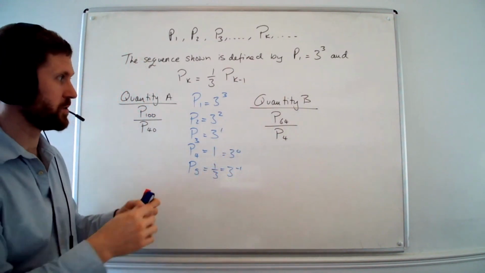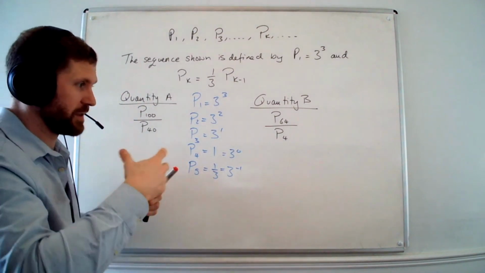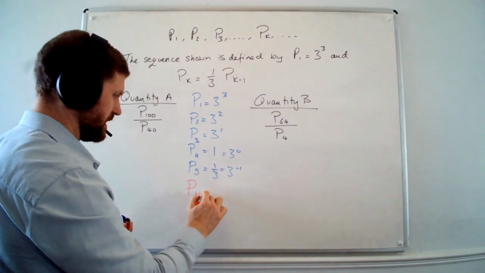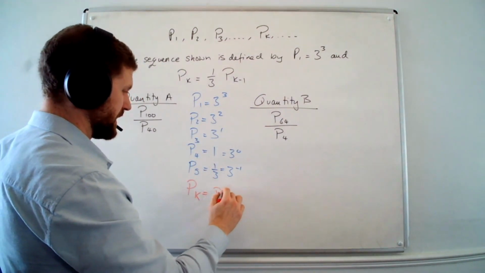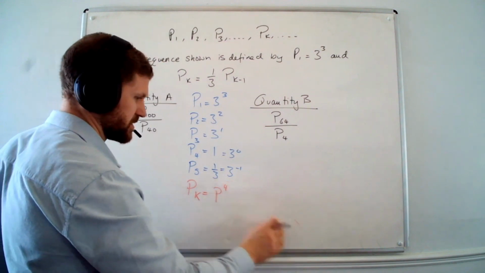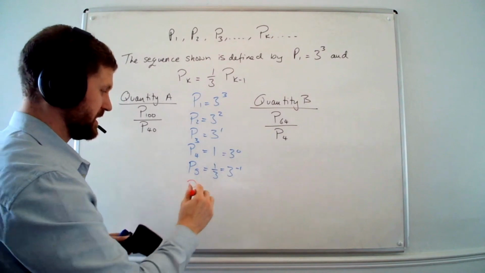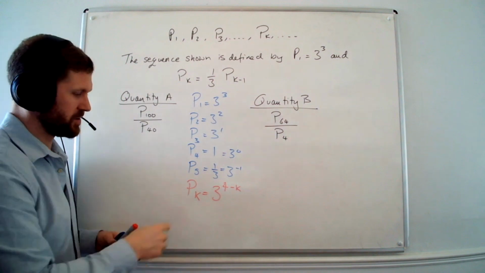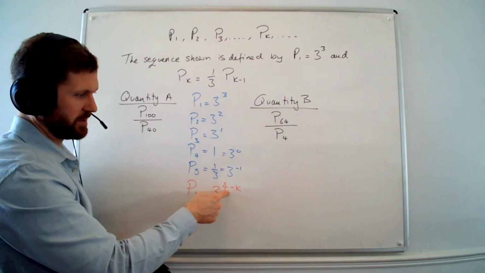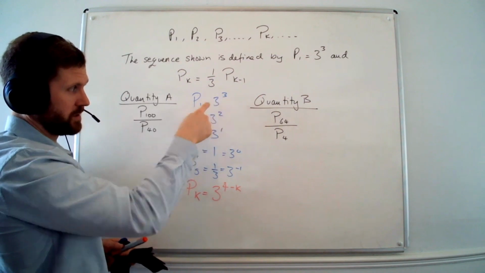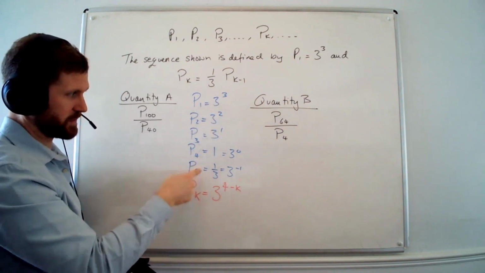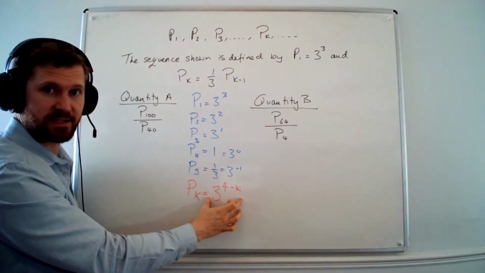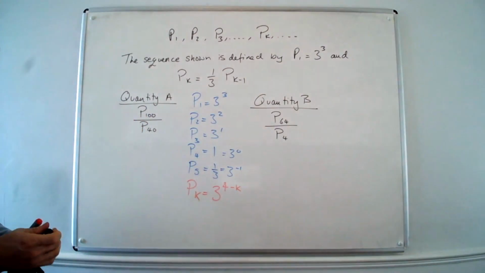All right, so what's going on here is I can figure out a general formula for this: PK is going to be 3 to the power of 4 minus K. Because when K is 1, 4 minus 1 up at the top here would give me 3 cubed. When K is 2, 4 minus 2 would give me squared. When K is 3, 4 minus 3 would get me the 1. That's what I'm looking for. I'm looking for a general setup here so that I can take them into quantity A and quantity B.